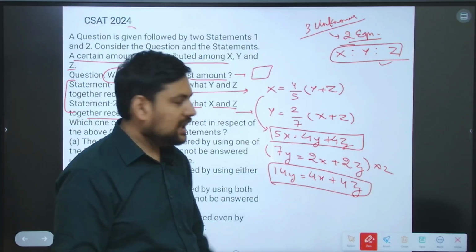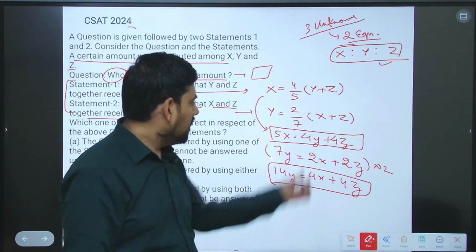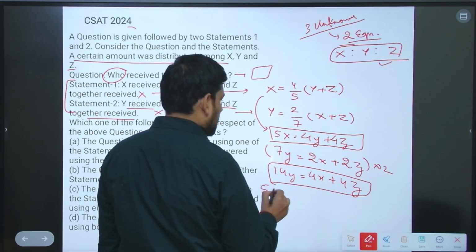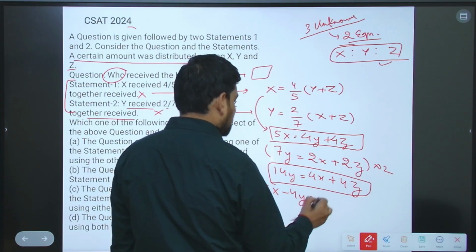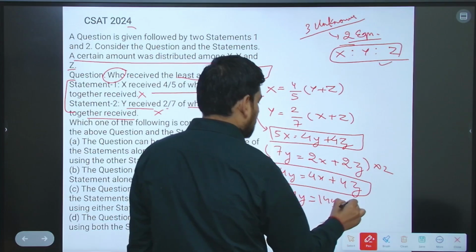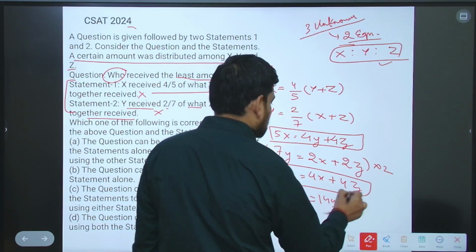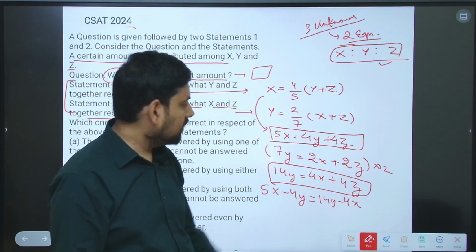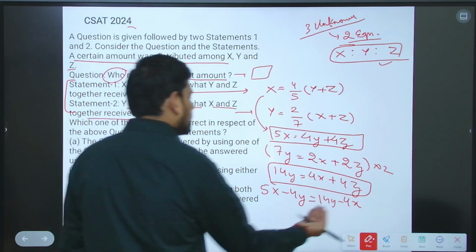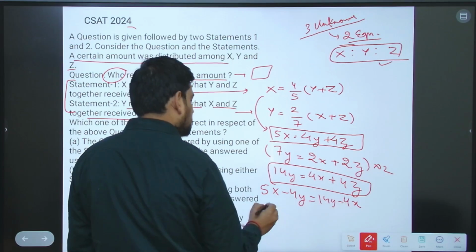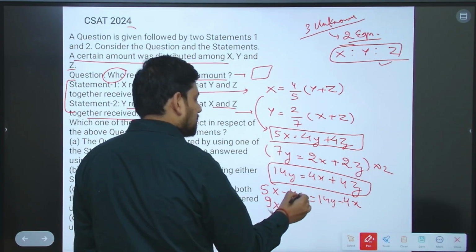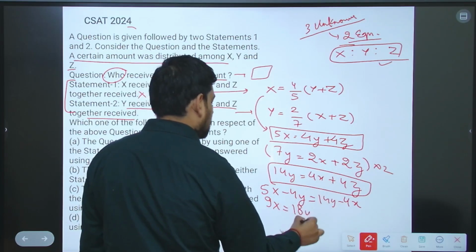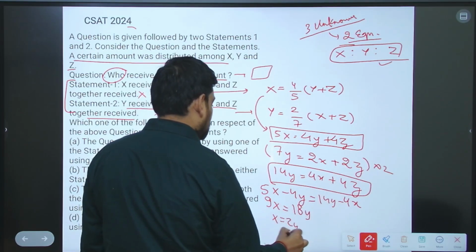Now I can eliminate 4z. Can you see how? I will send 4y here and 4x here. So ultimately what you get is 5x minus 4y is equal to 14y minus 4x. I have eliminated z. 4z I have eliminated. Now I can send x here. So this becomes 5x plus 4x, 9x is equal to 14y plus 4y is equal to 18y. So x came out to be 2y.